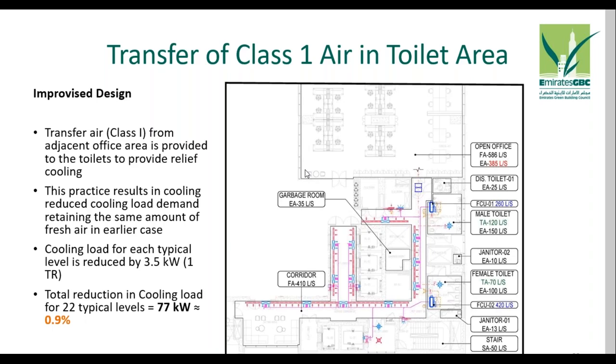Now, in a pressure balance, when we deliver 120 liter per second from the fan coil unit to the toilet areas and we extract it out, at the fan coil level, we are supposed to compensate that air by the fresh air.